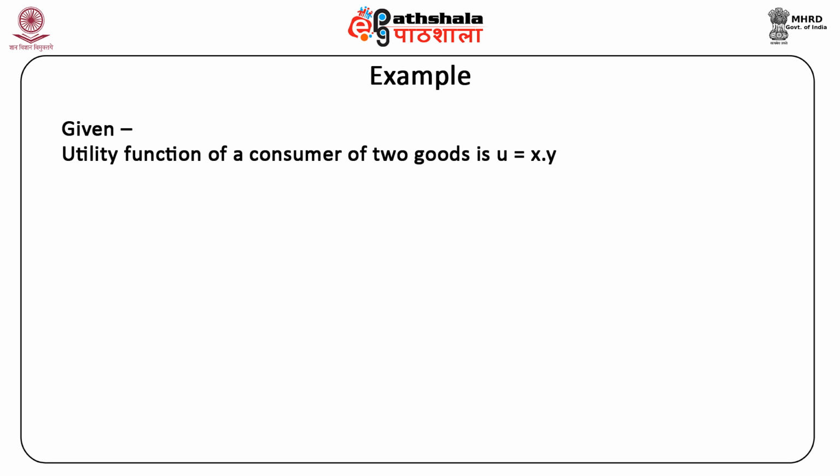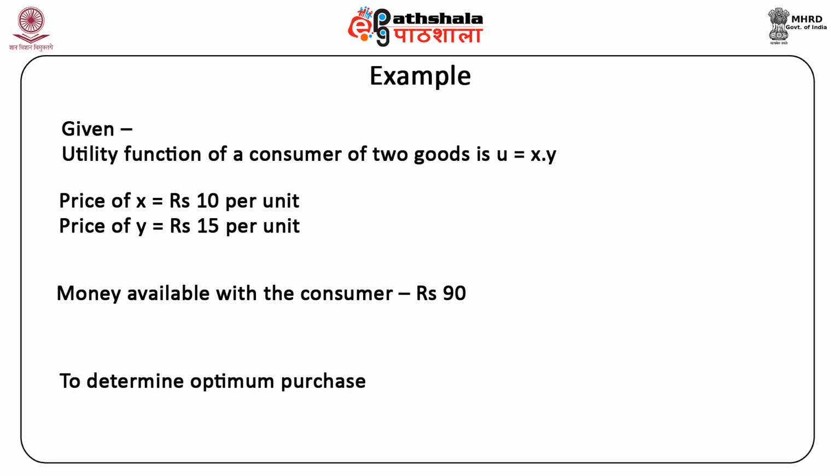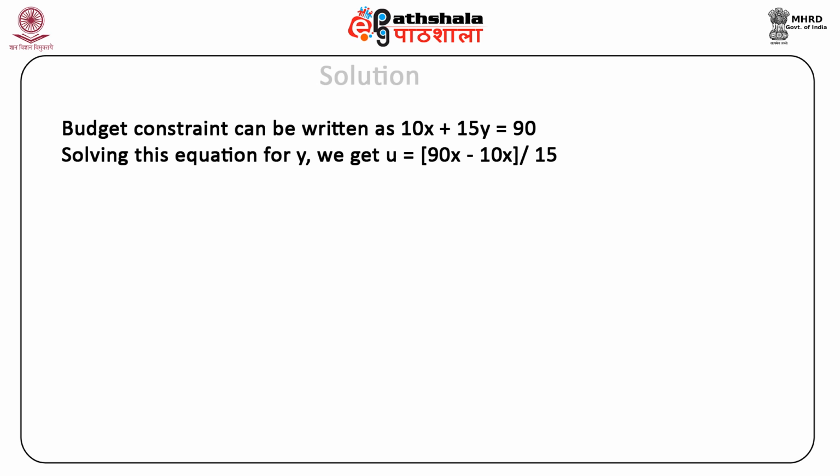The utility function of a consumer for two goods is u equal to x times y, the price of x being rupees 10 per unit and that of y being rupees 15 per unit. If the consumer has only rupees 90 to spend on the two goods, determine his optimal purchases. The budget constraint can be written as 10x plus 15y is equal to 90. Solving this equation for y, we get y is equal to (90 minus 10x) upon 15.